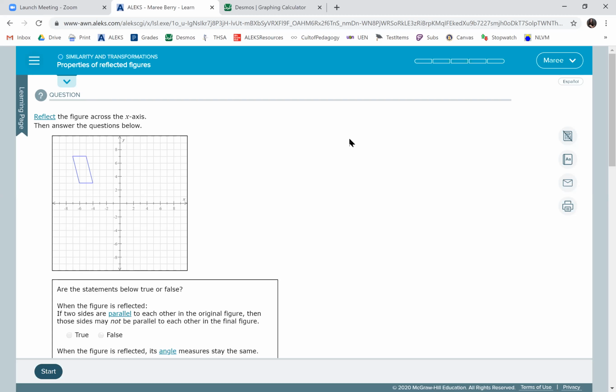In this particular topic, we're going to be talking about properties of reflected figures. So one thing to remember about reflected figures is the sides and the angles will remain the same. So the sides and angles remain the same. I better put size. They remain the same size.